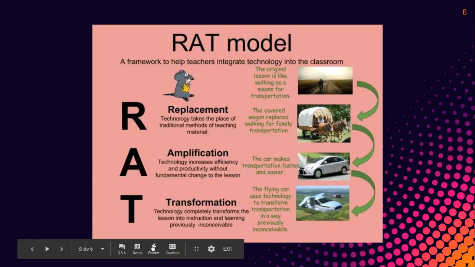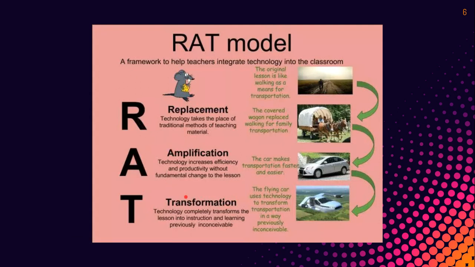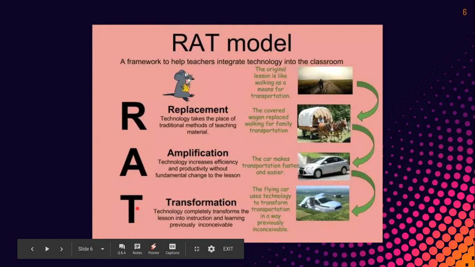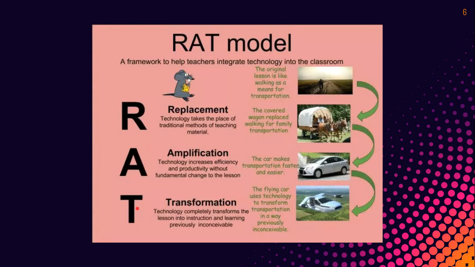Like I said before, a RAT model has three different layers. In some types of technology integration, you don't have to go in a specific order. But on a RAT model, it is better to start with the R and go down the layers to be more efficient in integrating the technology.